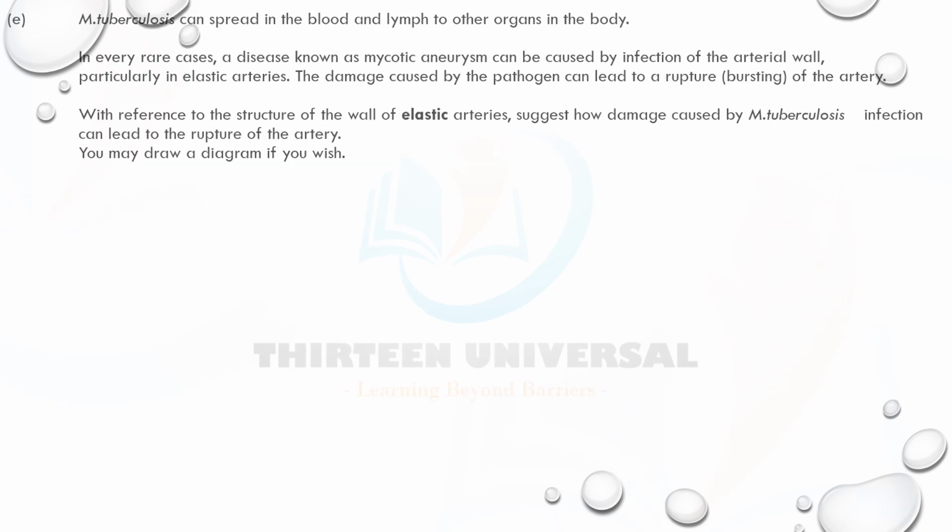All right, 2 marks. M. tuberculosis can spread in the blood and lymph to other organs in the body. In very rare cases, a disease known as mycotic aneurysm can be caused by infection of the arterial wall, particularly in elastic arteries. The damage caused by the pathogen can lead to a rupture or bursting of the artery. So if there's damage, you can burst the artery.